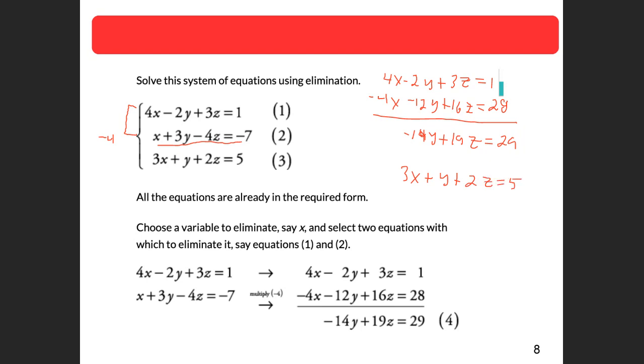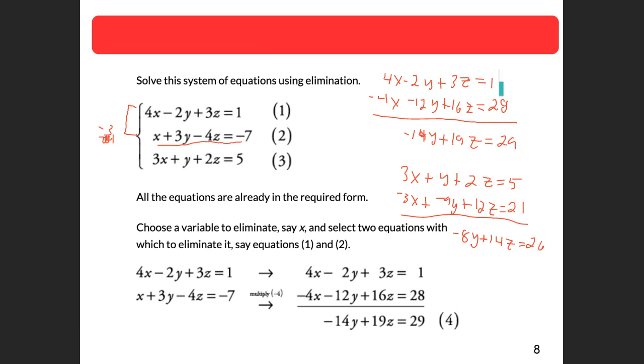Now, I have to use either 1 or 2. I'm going to use equation 2 because now if I multiply through by negative 3, I end up with negative 3x plus negative 9y plus 12z is equal to 21. Now if I add straight down, the x's cross off. So I'm left with, what is that, negative 8y plus 14z is equal to 26.